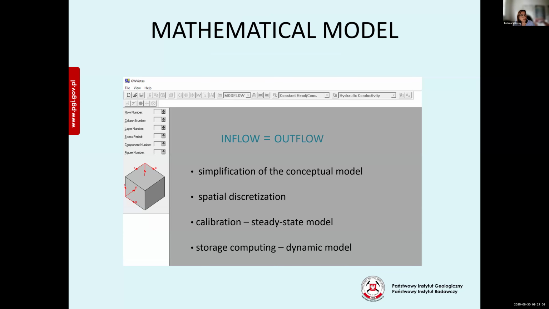500 meter resolution. In the first stage, a steady-state model was developed on which calibration was performed by auto-adjusting the hydraulic conductivity with the average recharge value for the 2013-2023 period. The calibrated models were then converted into transient models with a monthly time step.